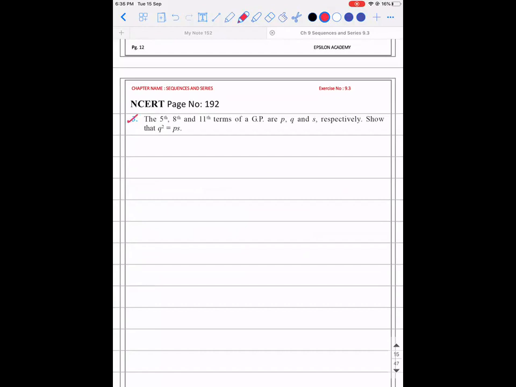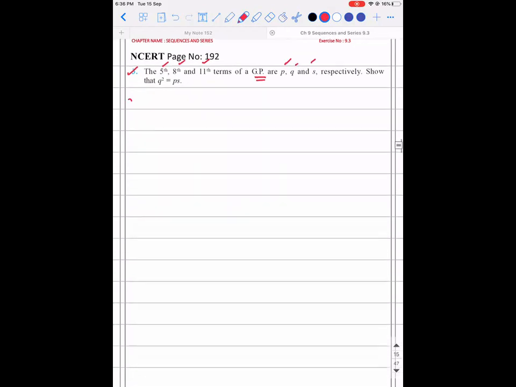So now listen. Third one. The 5th, 8th, and 11th terms of a GP are P, Q, and S respectively. Show that q square is equal to ps. So how to solve this? Given a r power 4, a r power 7 and a r power 10 are p, q, s respectively. Right? A r power 4 is p, a r power 7 is q, and a r power 10 is s. So how do we solve this? How many unknowns are there?